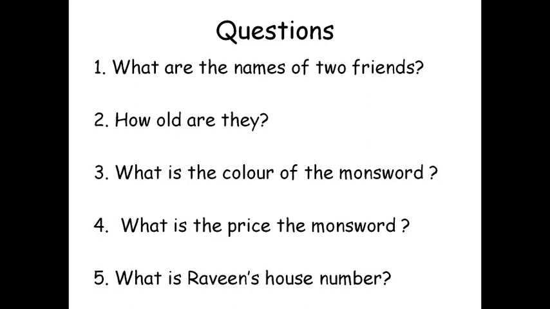Now for the video from that paragraph, let's see what you can remember. I have given here 5 different questions. What are the names of the two friends? You're going to write their two names. And how old are they? You're going to write their age. What is the color of the Montessort? You're going to find out the color. And what is the price? Then you'll find Robin's house number. So pause the video, then answer these 5 questions. Then we'll come back.